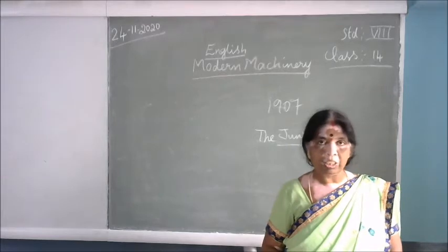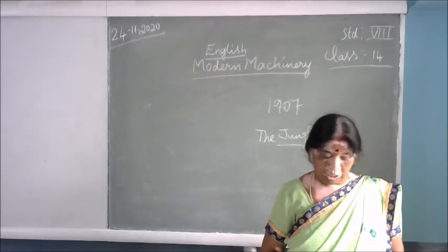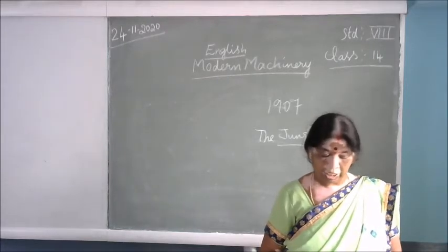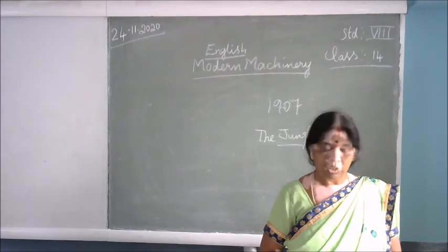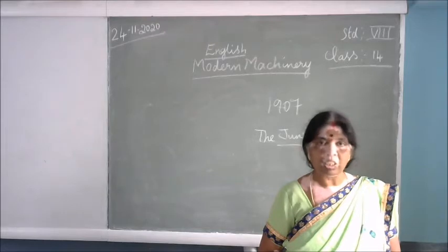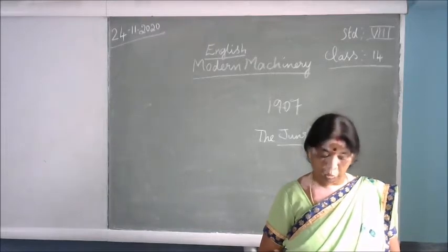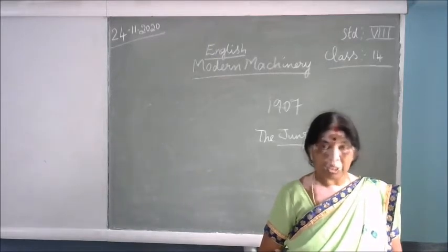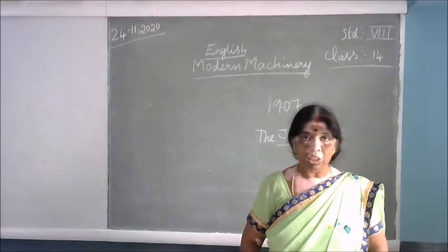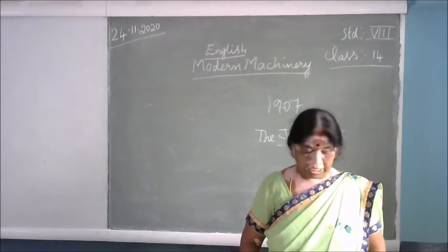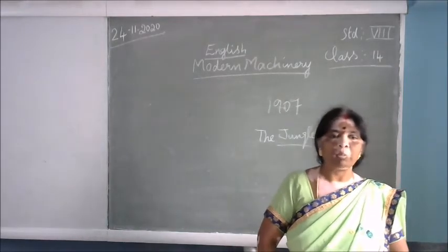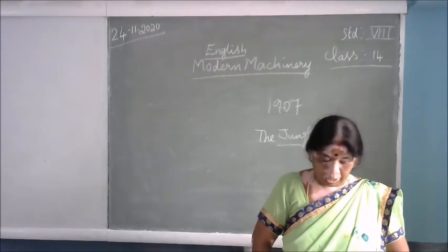Now let us go to the summary of this poem. He was an English poet, short story writer and novelist. A short story writer means he used to write small stories, chiefly remembered for his tales and poems of British soldiers in India. Many poems he has written regarding soldiers in India, and also tales and some short stories for children, which they will be happy to read.